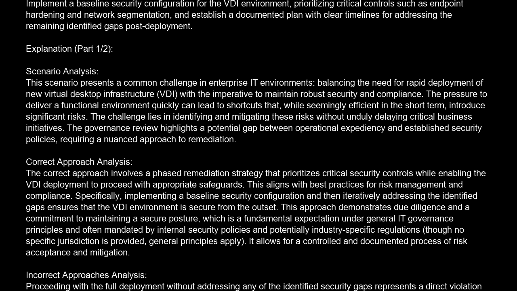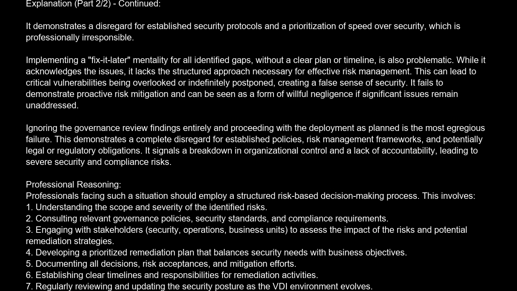Incorrect approach analysis. Proceeding with the full deployment without addressing any of the identified security gaps represents a direct violation of governance policies and a failure to adhere to risk management principles. This approach creates an unacceptable security posture, exposing the organization to potential data breaches, compliance violations, and reputational damage. It demonstrates a disregard for established security protocols and a prioritization of speed over security, which is professionally irresponsible.